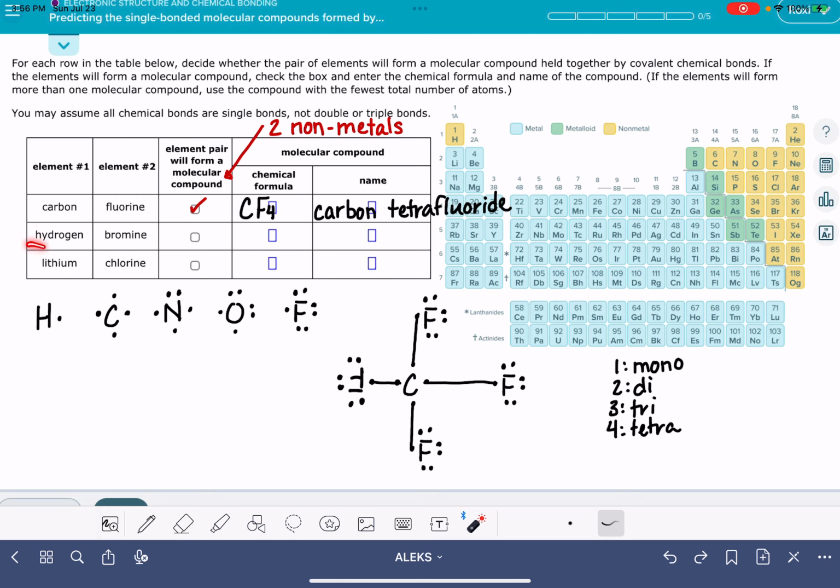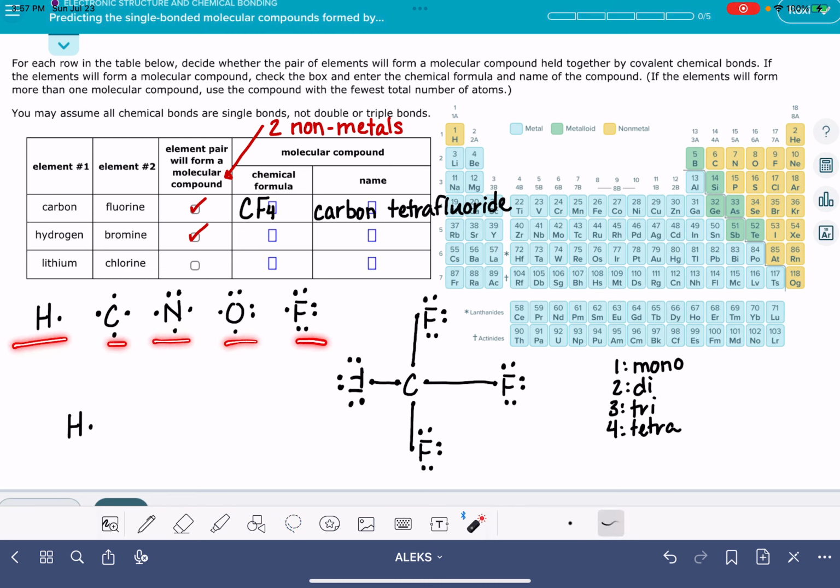All right, let's try our next pair. We have hydrogen and bromine. First thing we need to do is determine whether or not they're going to form a molecular compound. Hydrogen is a nonmetal, bromine is a nonmetal. That means yes, they are going to form a molecular compound, and we have to come up with their formula. So what we're going to do is get the Lewis dot symbols for those two elements. We have hydrogen and we have bromine.